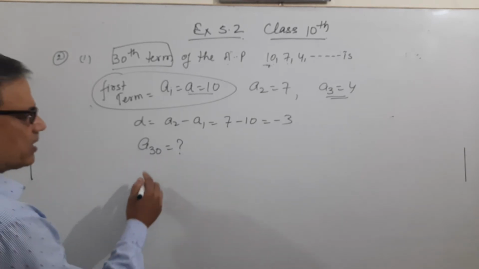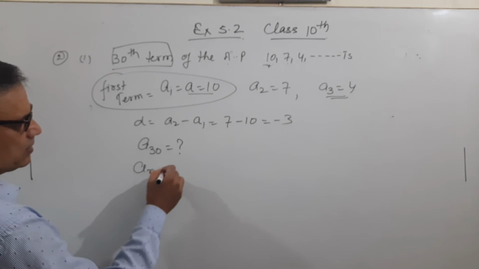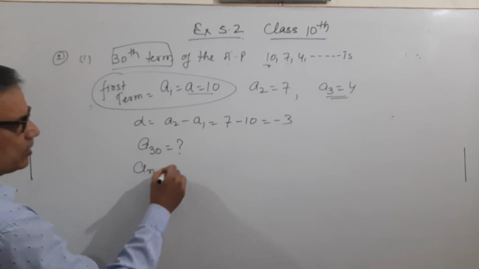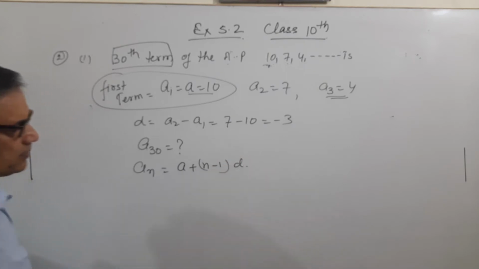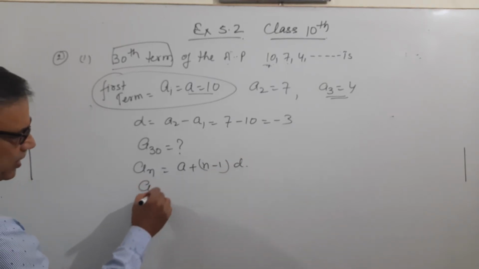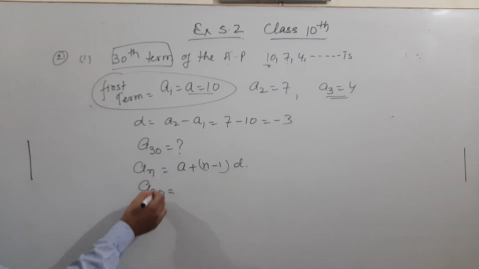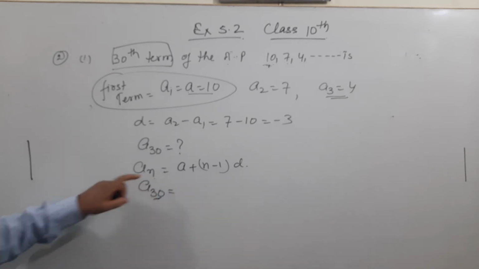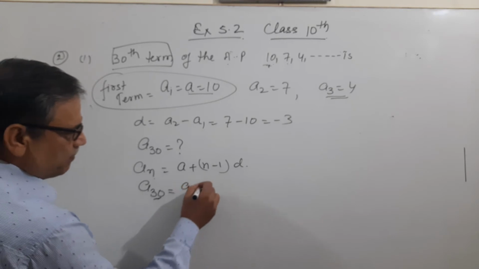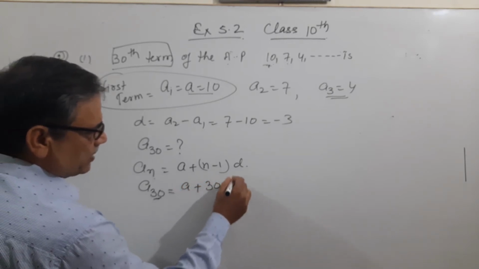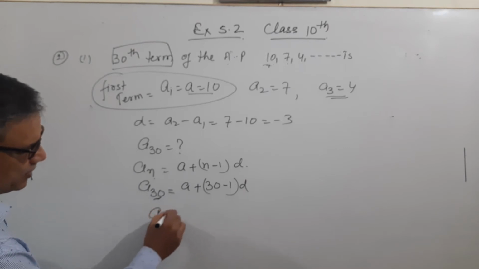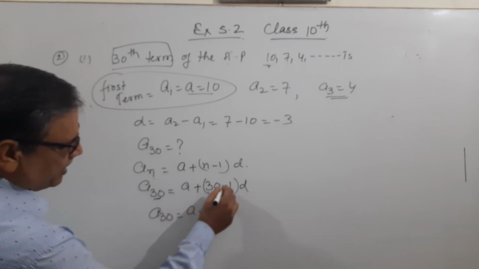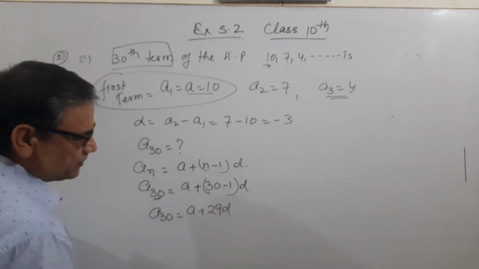A38 is the question mark. And we know AN is equal to A plus N minus 1 into D. We have to find out A38. A38 means 38 in place of N. A plus 38 minus 1 into D. This will be A38 is equal to A plus 38 minus 1, 37D.